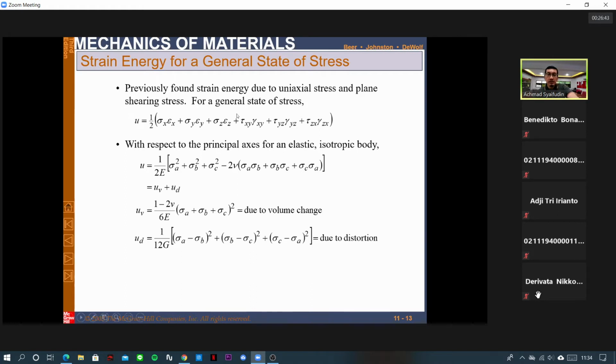If you see here, actually this is similar to the strain energy density. The formulation for this one is equal to strain energy density. Okay, you can read later in detail.